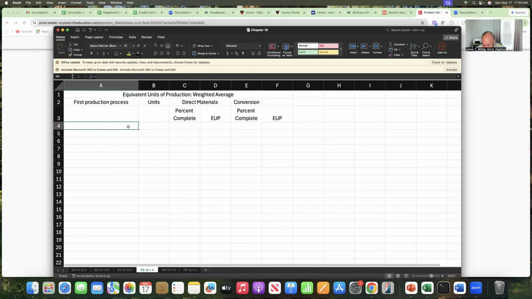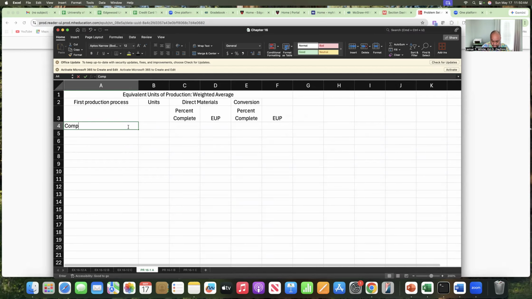So 16-1A says, Victory Company uses weighted average process costing. The company has two production processes. Conversion cost is added evenly throughout each process. Direct materials are added at the beginning of the process. And then it gives you some additional information, and it tells us to do the same three things. Compute the equivalent units of production for both direct materials and conversion cost.